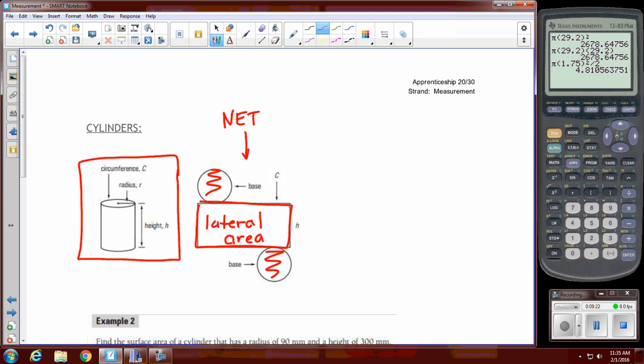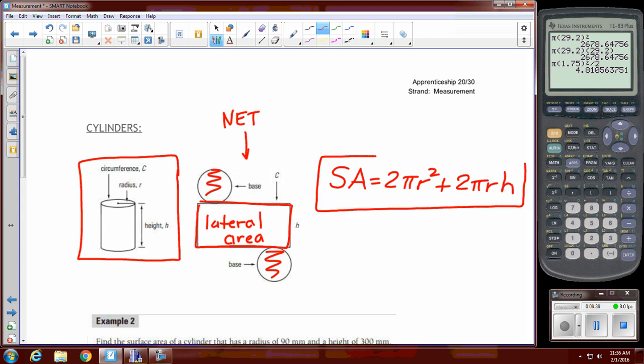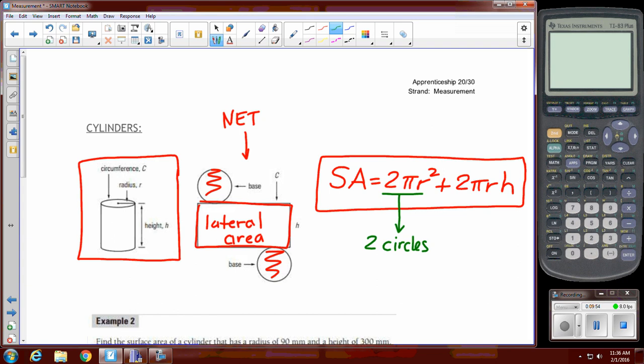So we talked about lateral area being the stuff around the outside, not including the ends. So there's a formula for surface area of cylinders, and it's 2 pi r squared plus 2 pi r h. Now this is going to be important for this course. And just to break apart what we're actually talking about, this 2 pi r squared, the pi r squared you should see is the formula for area of a circle. So this is the two circles. And this is just the lateral area.